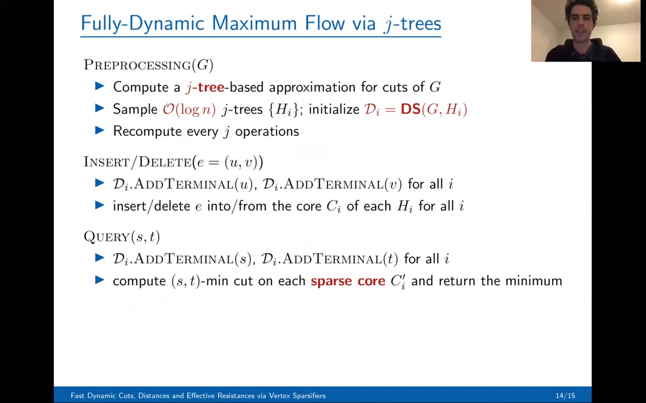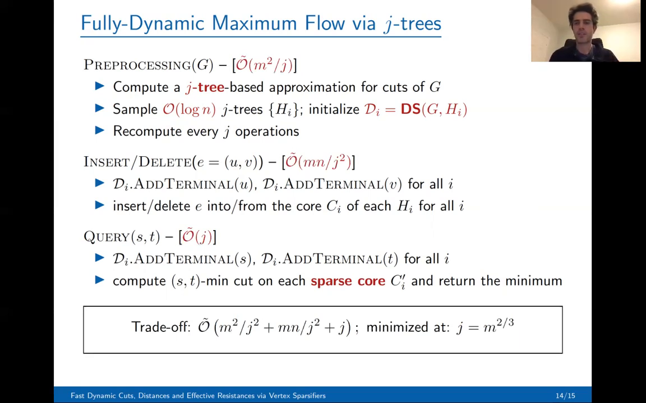Whenever you have a query that asks what is the max flow between S and T, you first add S and T as terminal vertices in each of the cores. And then in each sparse core that you maintain, now the sparse one, not the original core, you compute the S-T min cut between S and T. Because I added them as terminals, S and T are now contained in the sparse core of each J tree. And you return the minimum amongst them. And then by the lifting property that we show, this ensures that you get the log n approximation.